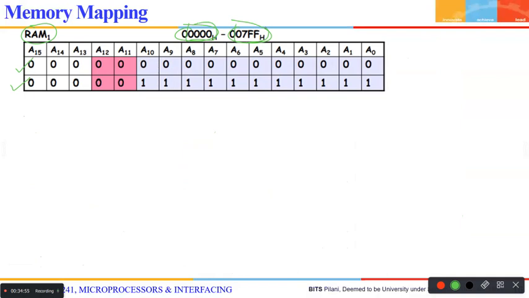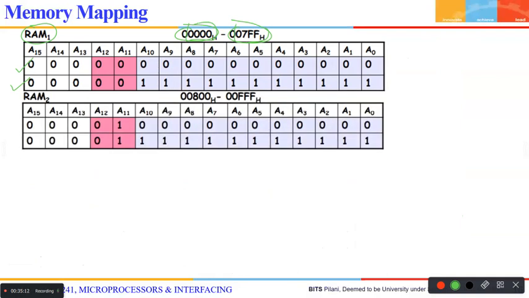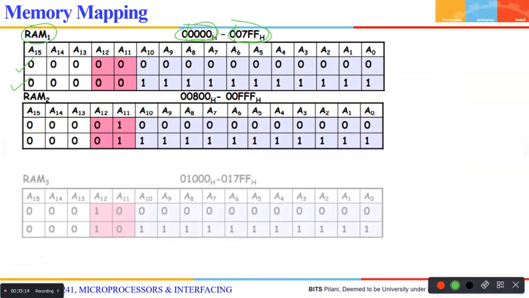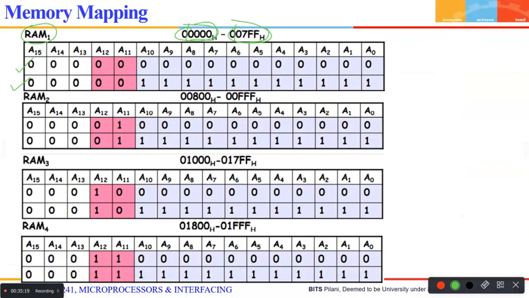Fine. Okay. Can you write the table for the next one? RAM 2. Come on, RAM 2 table. You should write, my dear. This is for RAM 2, yes or no? And this is for RAM 3, and this is for RAM 4. This is for RAM 1, RAM 2, RAM 3, RAM 4. Understood this?